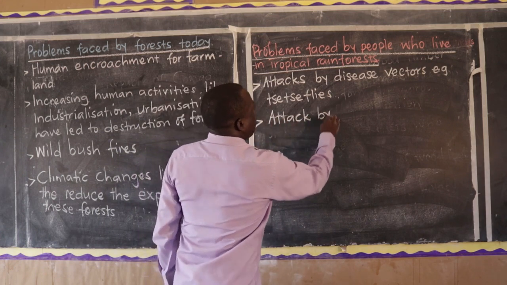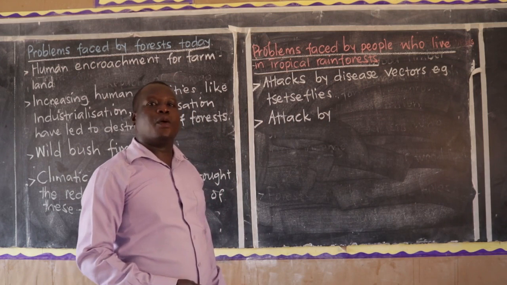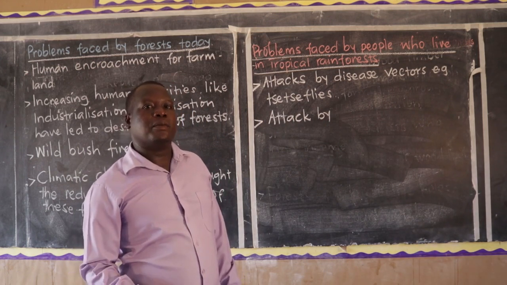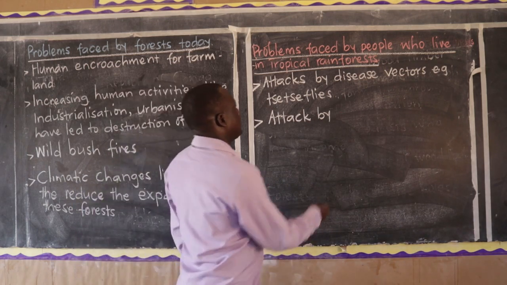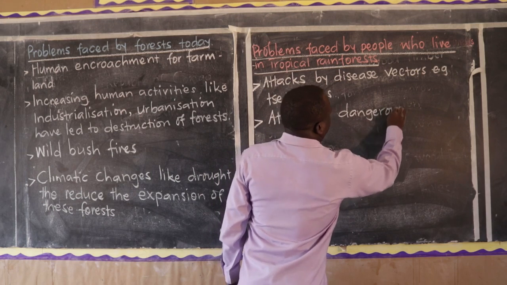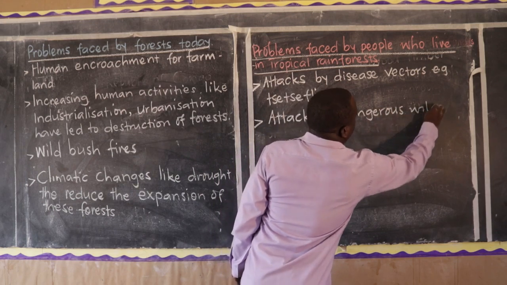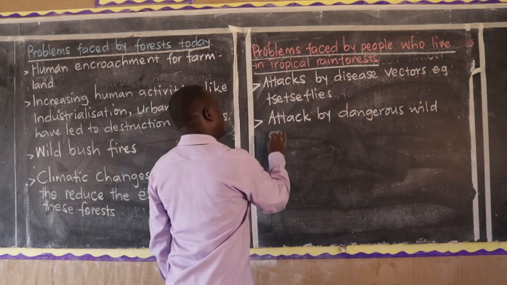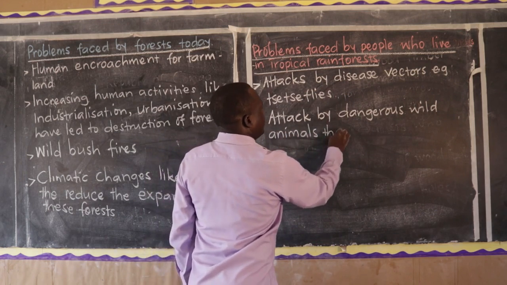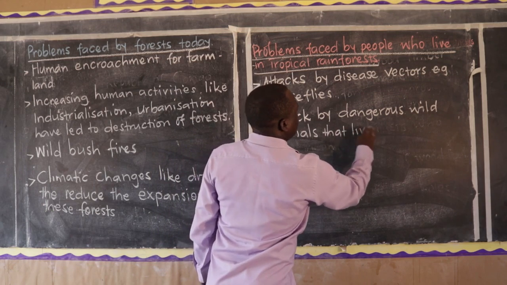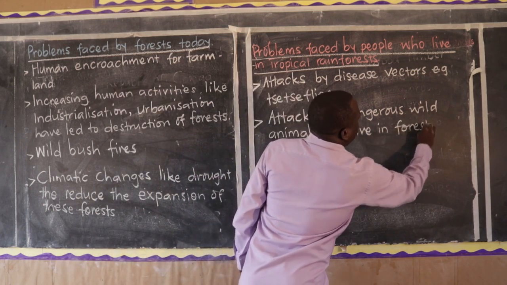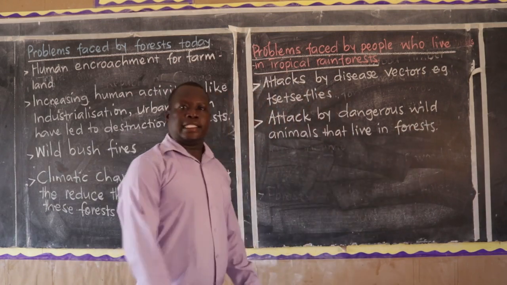We have also another one: attacks by dangerous wild animals. For example, lions that may live there. Dangerous wild animals that live in forests can easily attack you and eat you.